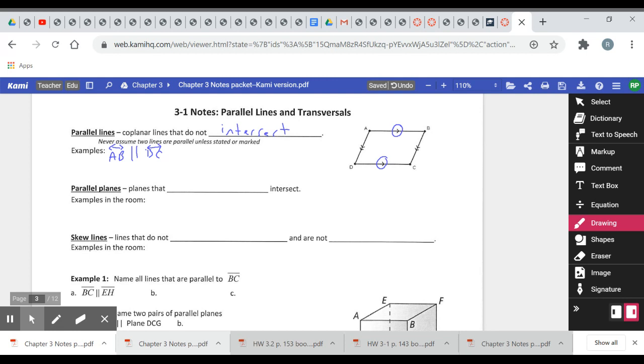Okay, another pair of parallel lines would be these two. And I can see the double arrow is showing those two are parallel. So another example would be line AD, which would be parallel to line BC. All right. Now, parallel planes are planes that do not intersect.